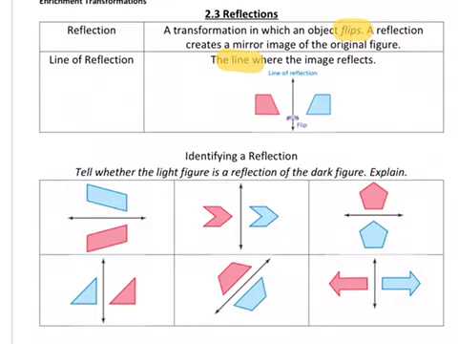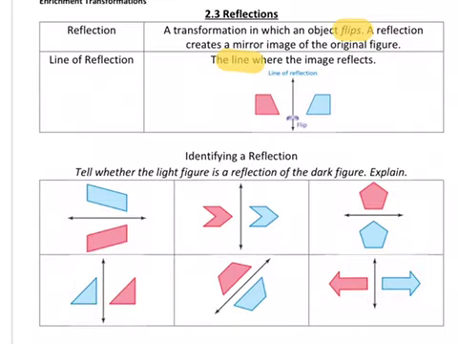In our first problems we're going to do, we have to identify a reflection. So we have to tell whether the light figure is a reflection of the dark figure or if the blue figure is a reflection of the red figure. We have to use that line of reflection to see if it's a mirror image. You guys can also call that line of reflection the line of symmetry. That's what you guys have learned in the past.